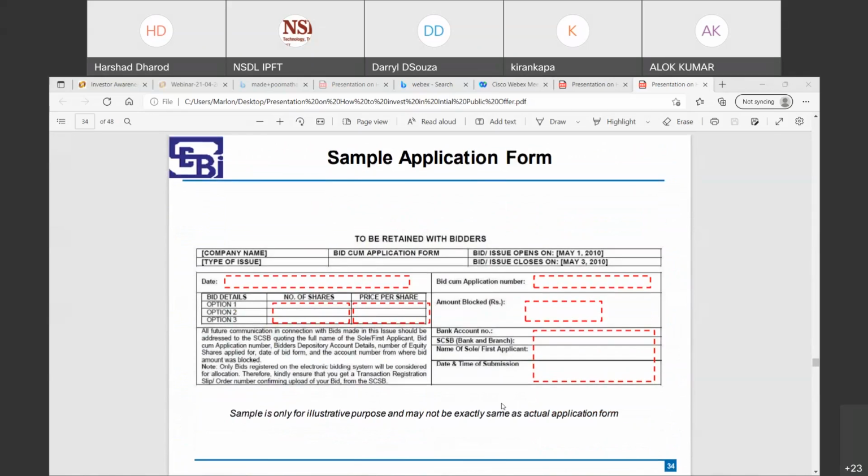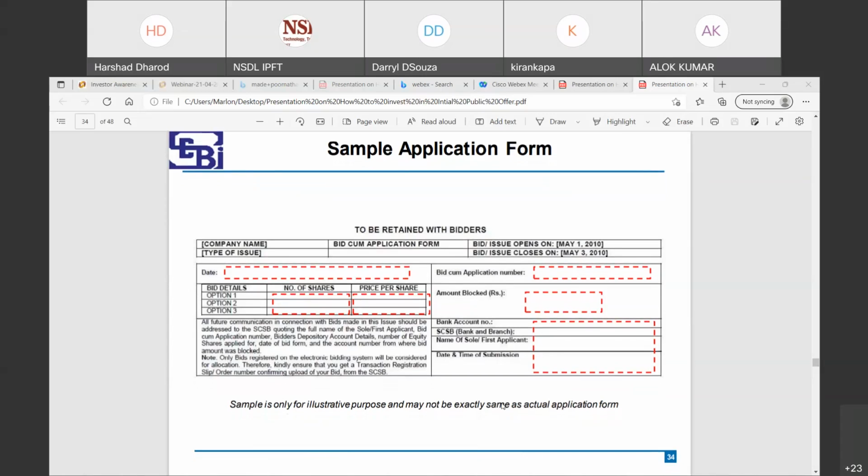Then the amount will get blocked. For retail, it is basically an ASBA process wherein you have to bid through the UPI mechanism up to 2 lakh. It will get blocked, not debited. Once you get the finalized bid, you will get the allotment and your money will be deducted from the account. Otherwise, your money will be unfrozen.